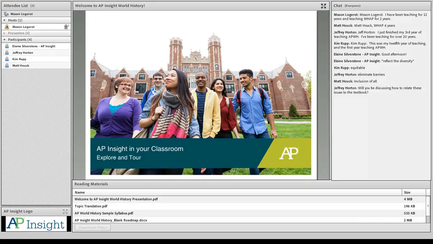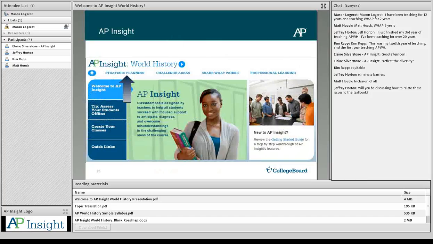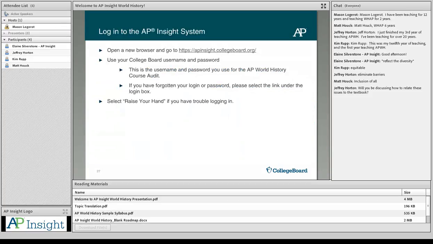All right, so let's go ahead and move on. We're going to start looking at the AP Insight website, which is going to look something like this when you do log in. The address for AP Insight is right up here, apinsight.collegeboard.org. Go ahead and open that up in another tab or window of your browser, and then log in with your AP account.